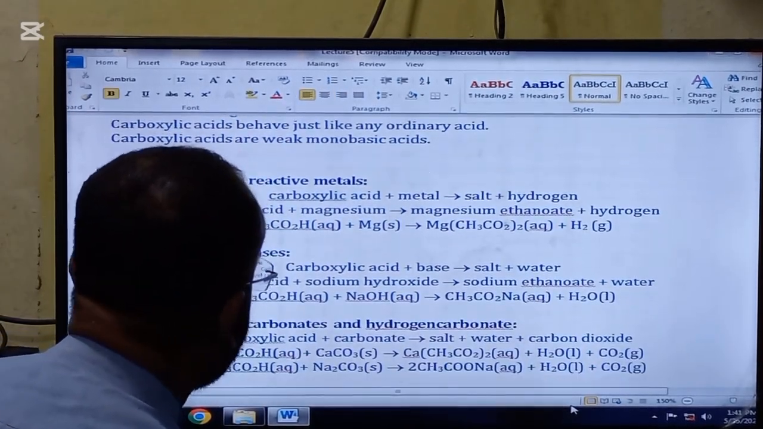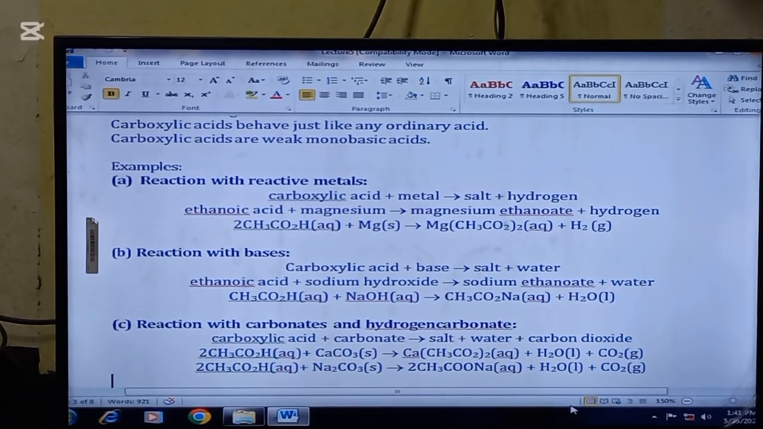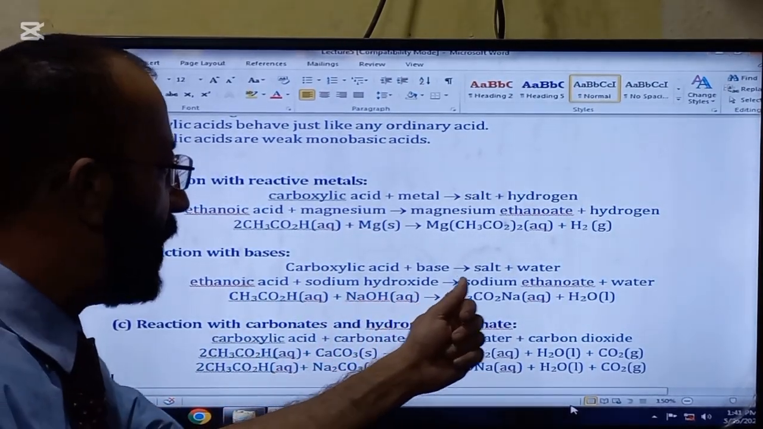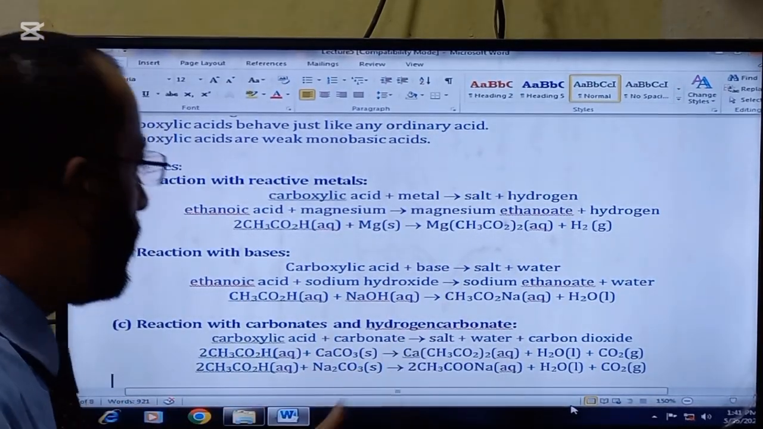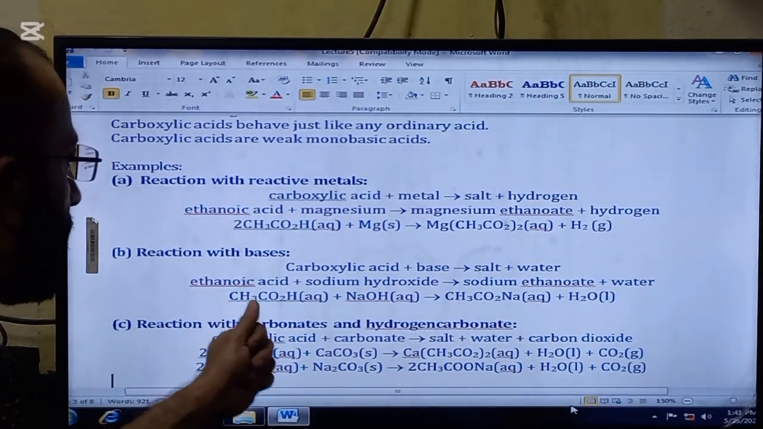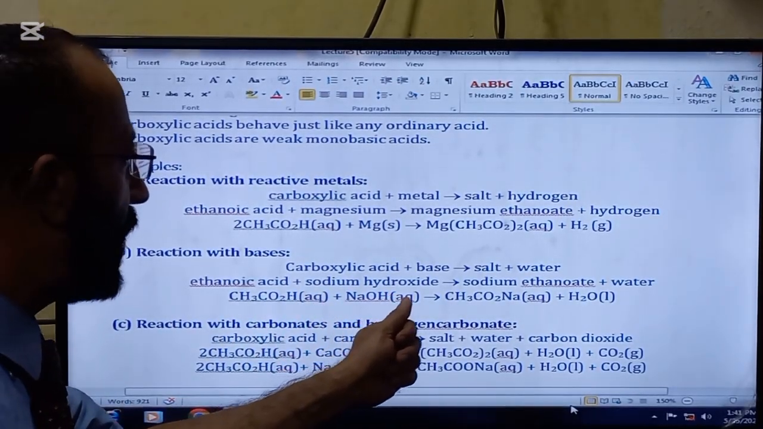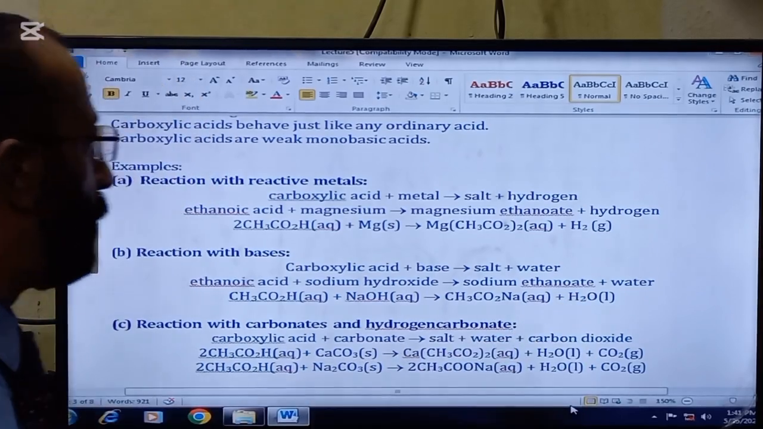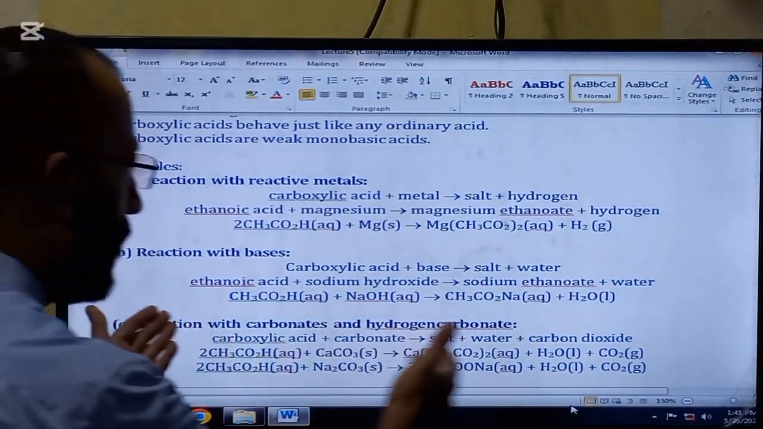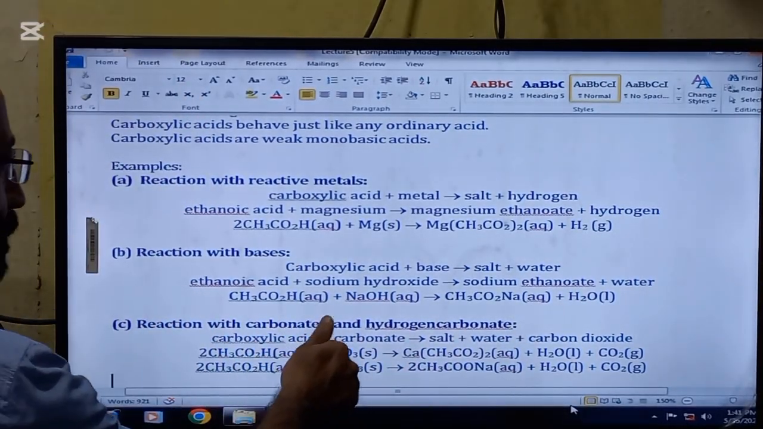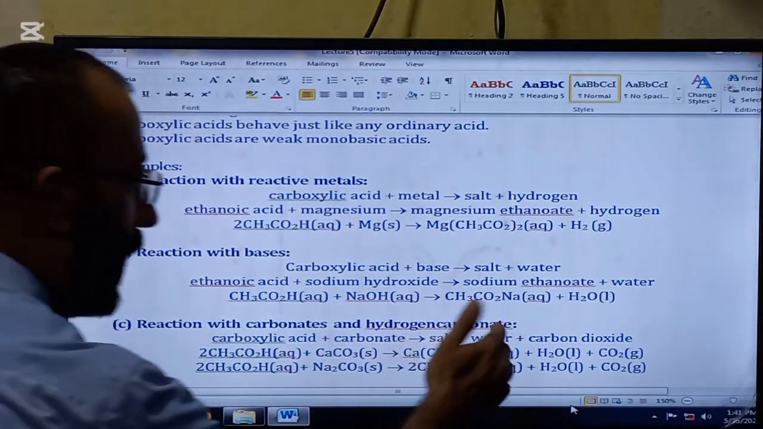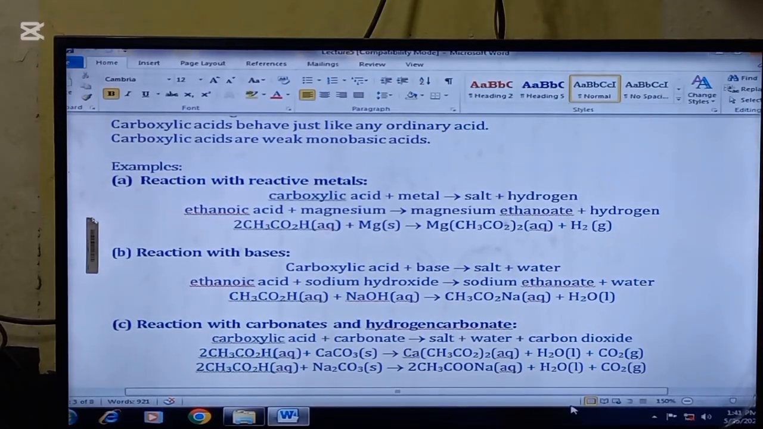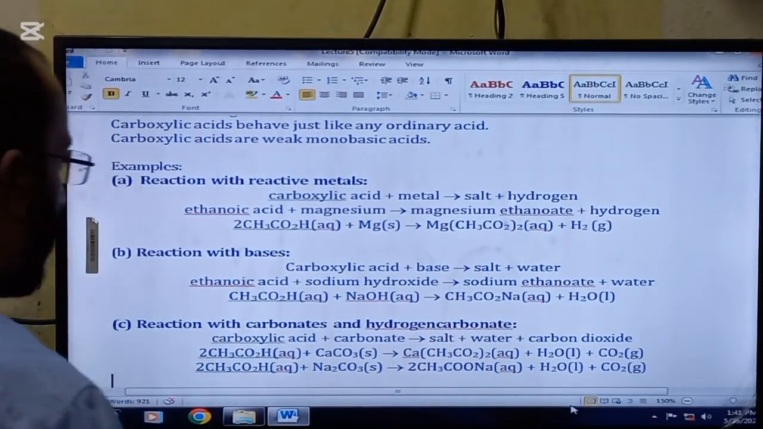Reaction with bases. When carboxylic acid reacts with base, it forms salt and water. Here is the descriptive equation. Ethanoic acid reacting with sodium hydroxide forms sodium ethanoate and water. And here is the equation. CH3COOH plus NaOH forms CH3COONa and water. This is sodium ethanoate's formula.